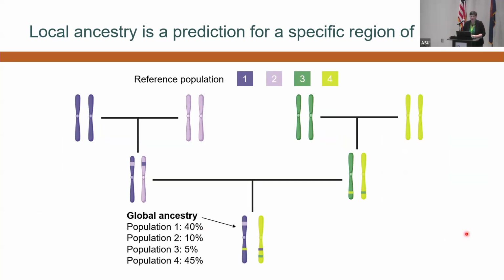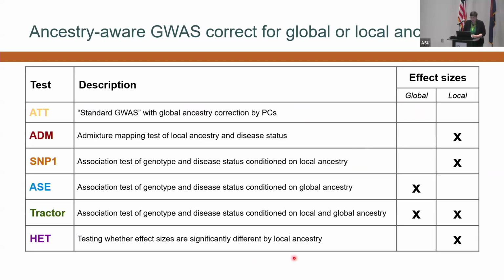Everything I've shown you so far has been measures of global ancestry, which is across the entire genome, what's the primary ancestry that we see. Whereas local ancestry is, at this specific position, due to crossing over or recombination, what are the alleles? What's the likely ancestry they come from? So in this toy example, it would be population 1, which is that dark purple, and then population 3, which is the lime green.